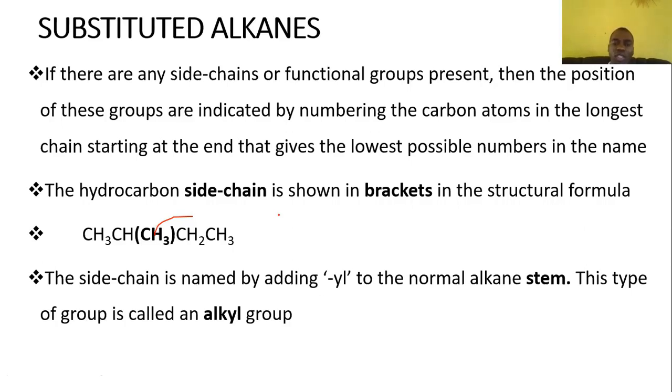So this type of group is called an alkyl group. When you add YL to the main alkane stem, for example, if you had methane, you remove ANE and put YL, then it becomes methyl. So that one will be called an alkyl group. So we've got methyl, ethyl, and propyl, butyl, and so on and so forth.